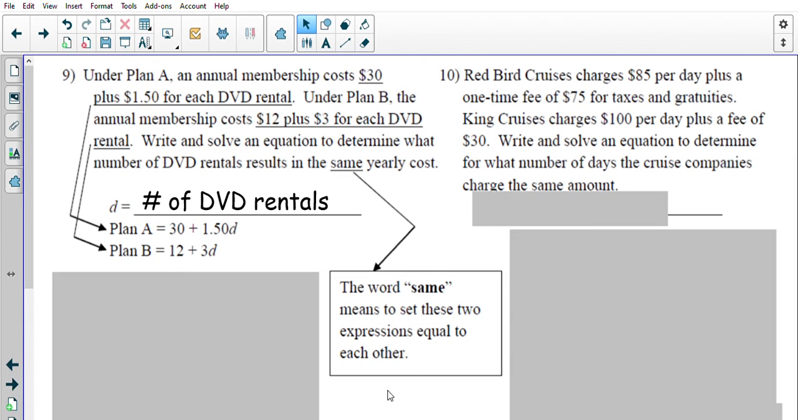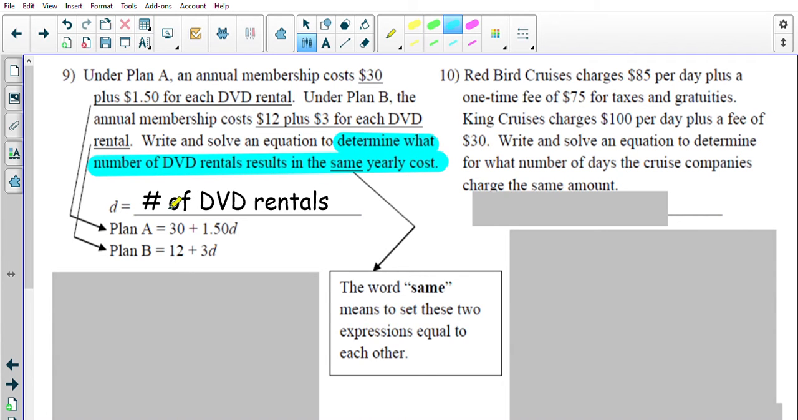The word same in this case means that we want to set these two expressions that we're going to write in a moment equal to each other. We want the two costs for each plan to be equal. Again, same indicates equal. First thing I want to do is define a variable. It's been a while since we did that, but we are trying to determine the number of DVD rentals that results in the same yearly cost. So I define D to be the number of DVD rentals.